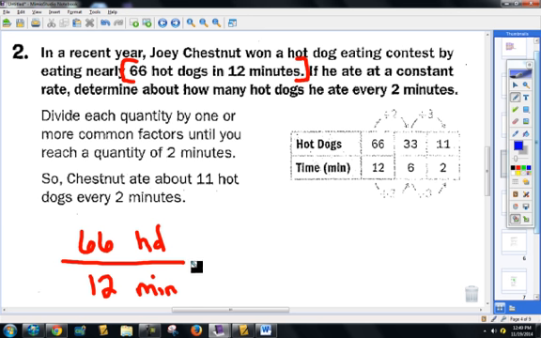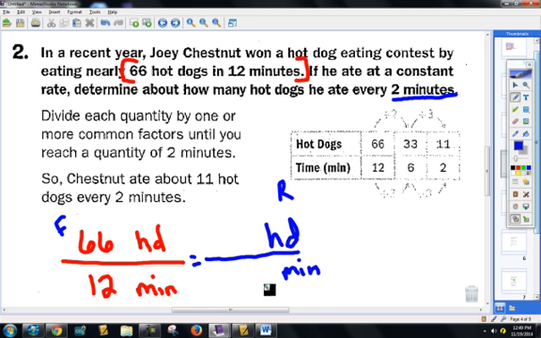Okay? Now again, I know that I can set up a proportion here, and I'm either going to be given a number of hot dogs and be asked in how long would it take him to finish them, or I'm going to be given an amount of time and ask, well, how many hot dogs did he eat in that time? So let's keep reading. If he ate at a constant rate, determine about how many hot dogs he ate every 2 minutes. So right there is our real part. Remember, this is my ratio over here. This is my real ratio over here.